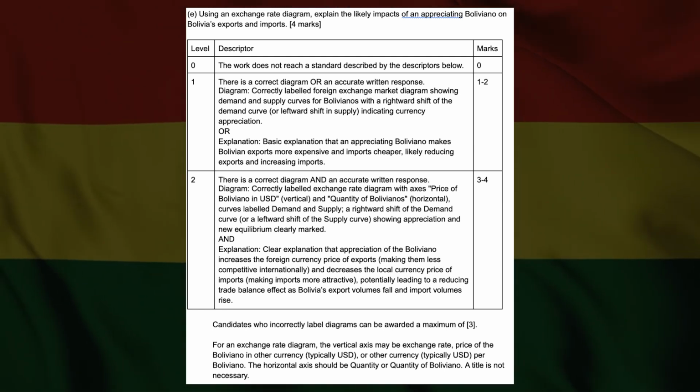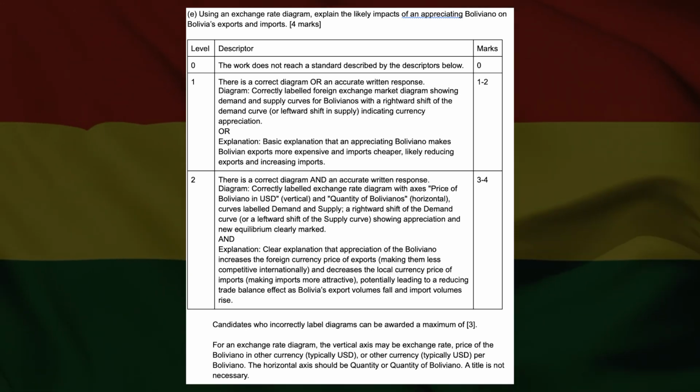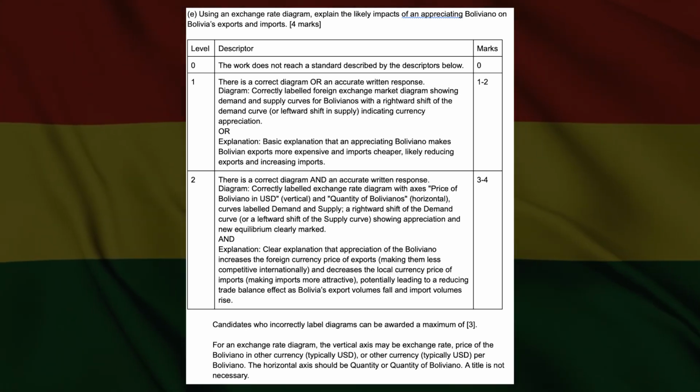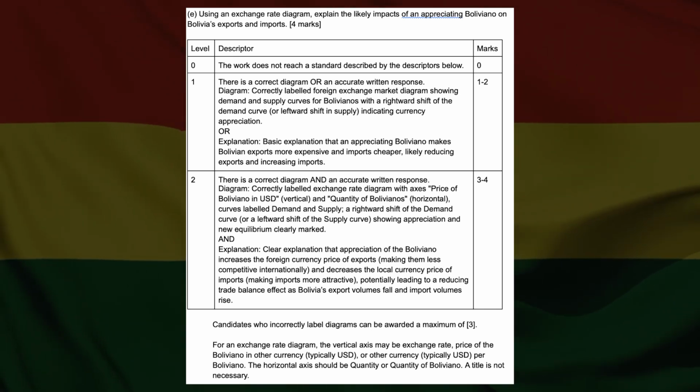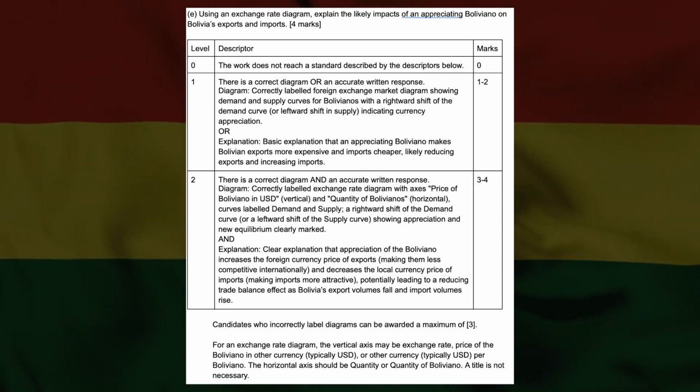3 to 4 marks. Candidates who incorrectly label diagrams can be awarded a maximum of 3 marks. For an exchange rate diagram, the vertical axis may be exchange rate, price of the Boliviano in other currency, typically USD per Boliviano. The horizontal axis should be quantity or quantity of Boliviano. A title is not necessary.